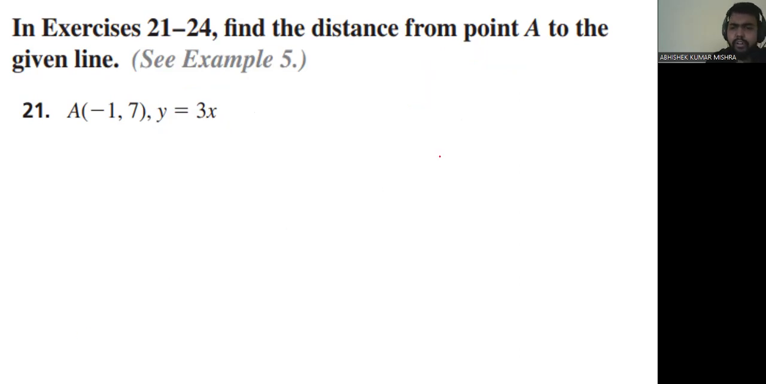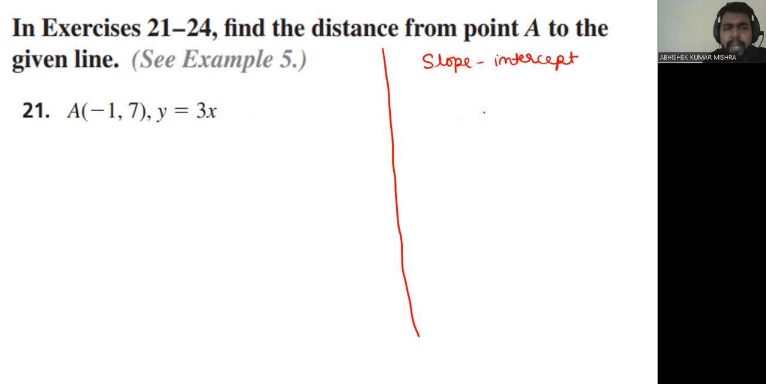Before starting the solution of this question, let us discuss some of the basics. First of all, you need to understand the equation of a line is given in two forms. The first one is the slope intercept form. What is slope intercept form? Whenever we have the slope of a line and the y-intercept, y is equal to mx plus c. This is the slope intercept form equation of a line, where m is the slope and c is your y-intercept.